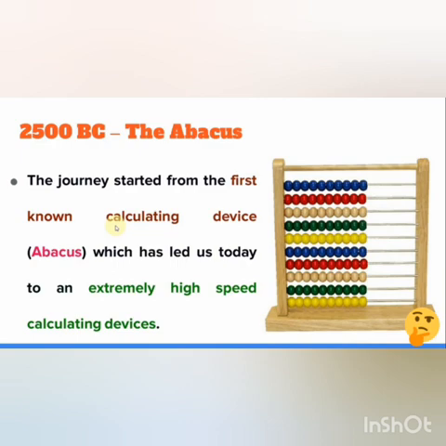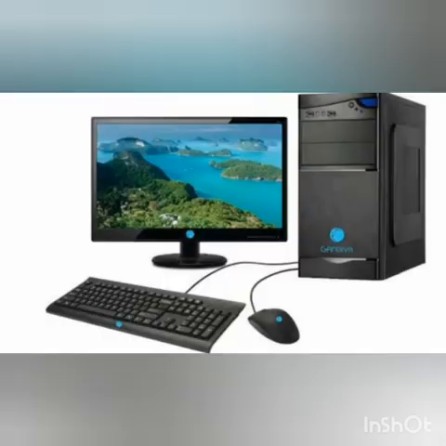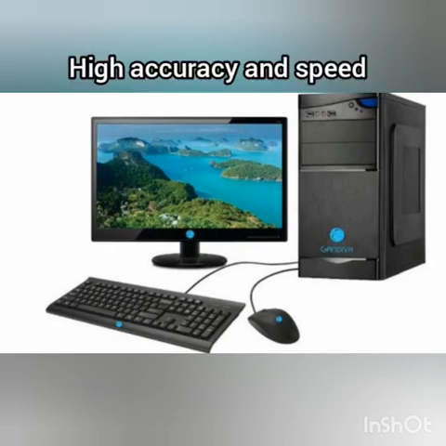Abacus is the base, then they upgrading their inventions, and now we have the device called computer, which performs the calculations at very fast rate with high accuracy. So, what makes the human beings depend on the computer or a device, that is high accuracy and speed. So, these two things, high accuracy and speed makes the human beings depend on the device.